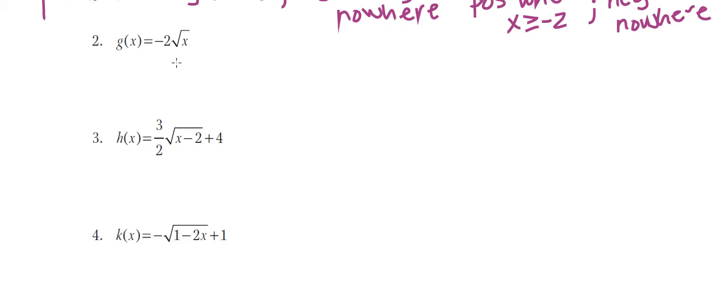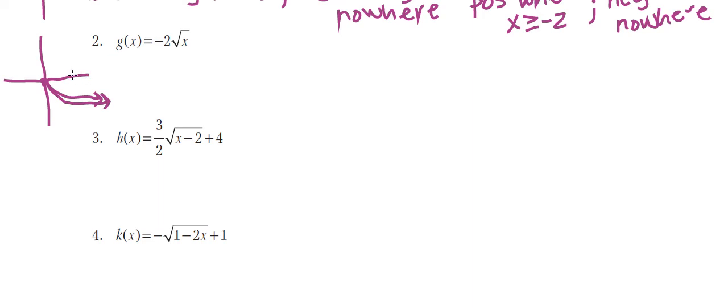So number 2, nothing under the radical, so this one should be oriented at the origin. But we do have that -2 on the outside, so that's going to do 2 things. You're going to have a vertical stretch, and it's going to be a reflection over the x-axis. So when you created your rough graph here, you should have had your function starting right there, kind of going like that. I guess it should look more extreme than the one I graphed before, but there you go.